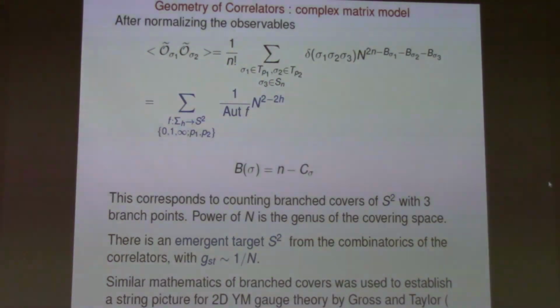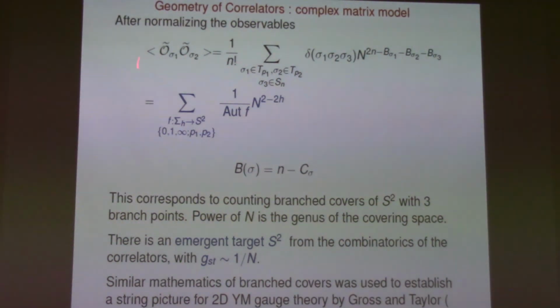So we just started with a Gaussian complex matrix model and computed correlators. It's counting maps from two-dimensional world sheets to an S2 with specified branches. And the way the power of n appears is suggestive of g_string equals 1 over n. So there's an emergent S2.